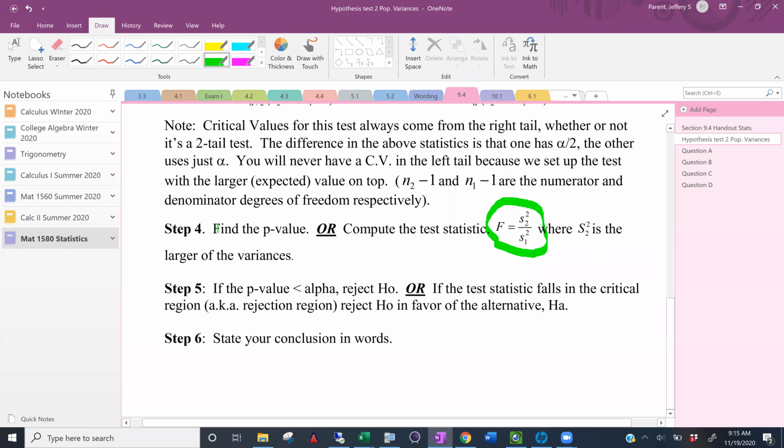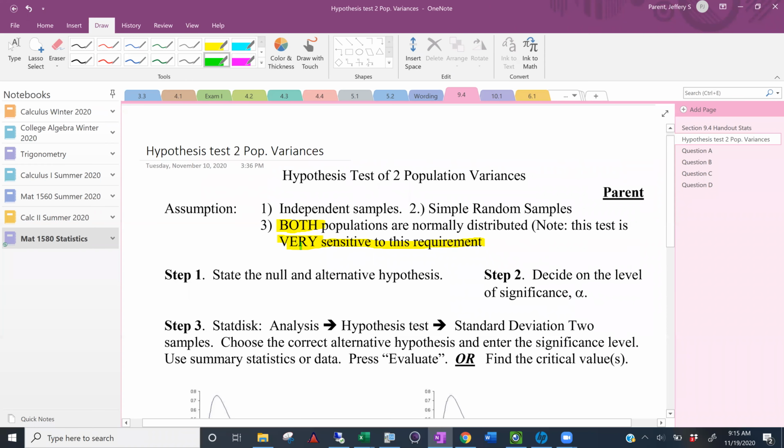But we're going to use that to find the p-value. And then if the p-value is less than alpha, reject H naught. Otherwise, fail to reject. State your conclusion in words. There is something important up here at the top. Both of our populations, not just one, but both of our populations have to be normally distributed.